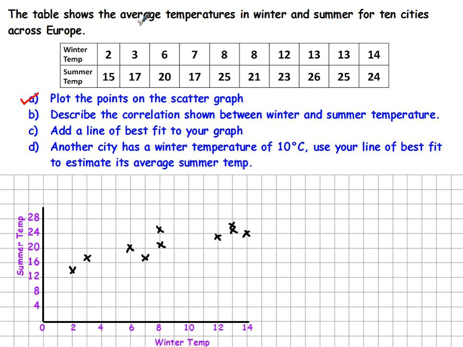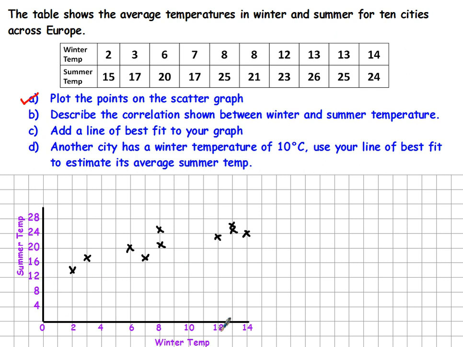The table shows the average temperatures in winter and summer for 10 cities across Europe. So the winter temperatures here and the summer temperatures. I imagine that's each city. Okay, 10 cities. First part, plot the points on the scatter graph, and I've ticked that off because I've already done it there. Okay, here's my scatter graph.